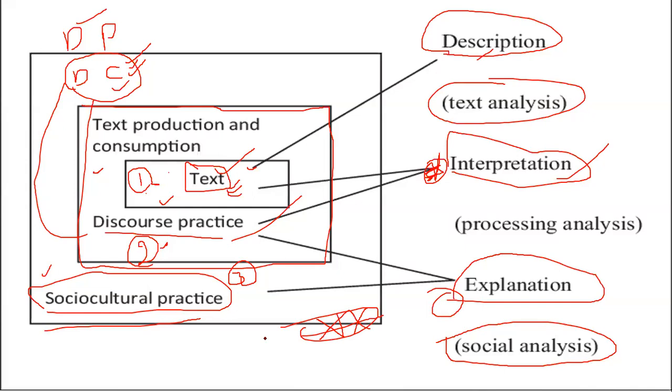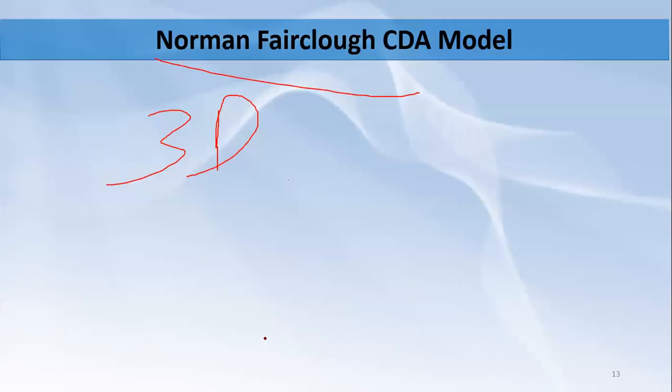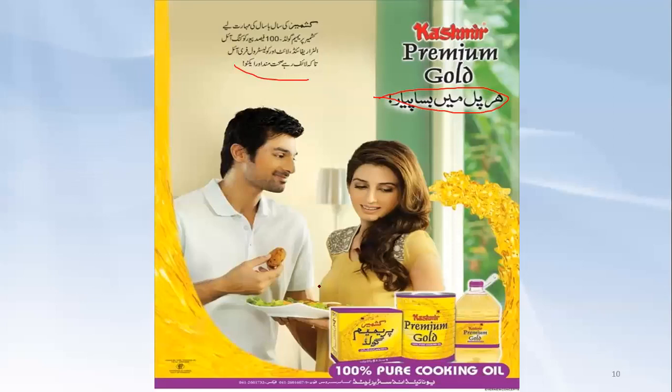Fine. So now let's have some examples. Again, I'll come to this example. Kashmir Premium Gold. It might be new for those people who are joining us for the first time, and for those students who were present in the previous lecture, they are already familiar with this example. Look at them. First of all, the linguistic features.